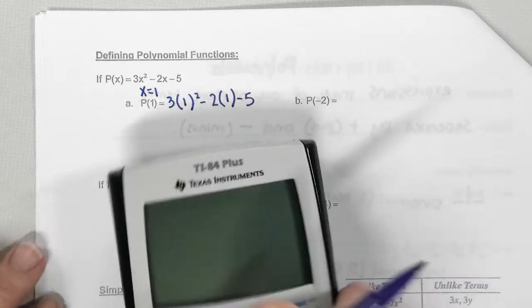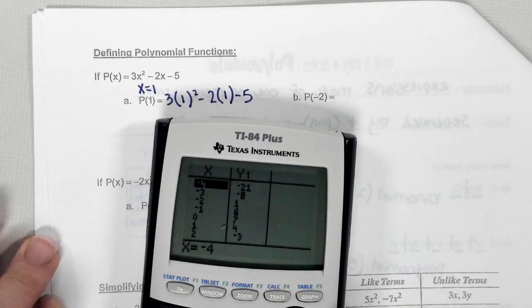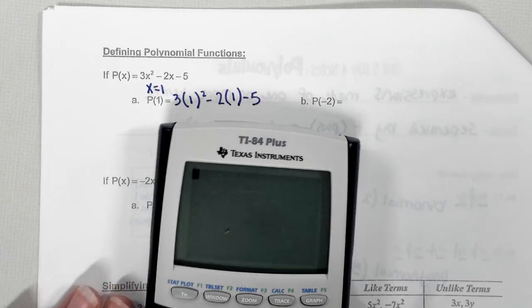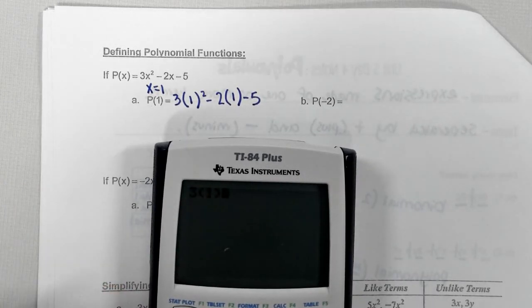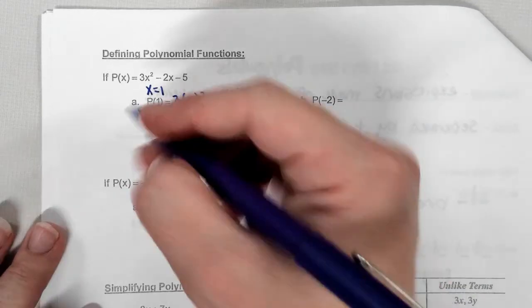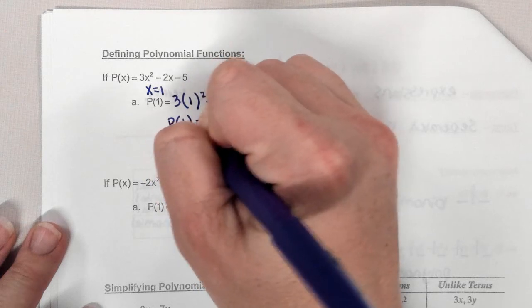And so, like I said by hand, but not really. So if you come here in your calculator, you're going to just type 3 parentheses 1 squared minus 2 times 1 minus 5. And what do we get? Negative 4. So p of 1 equals negative 4.